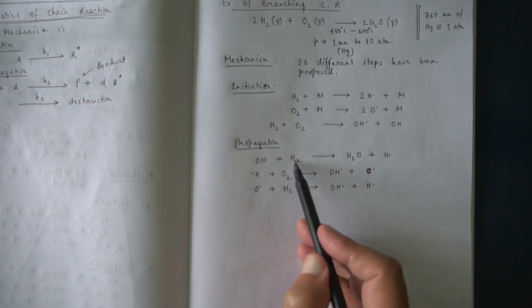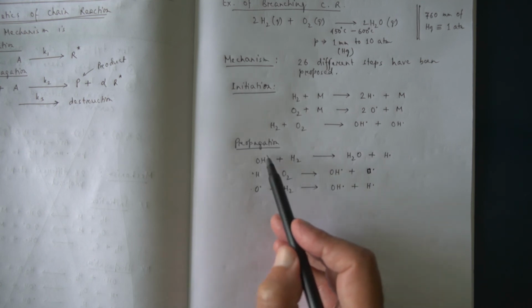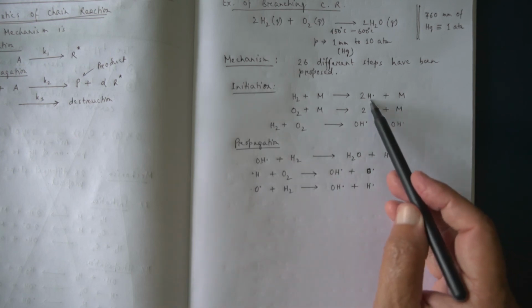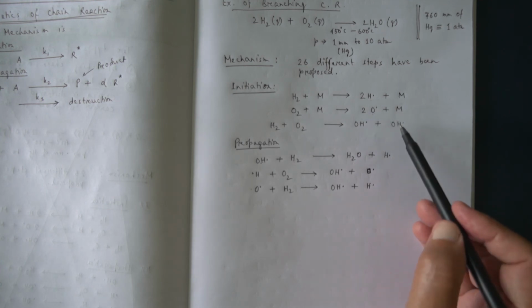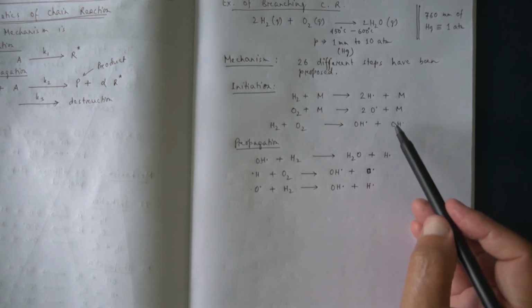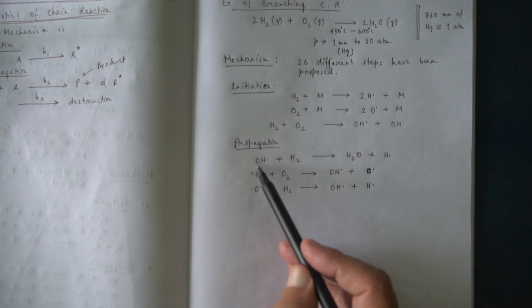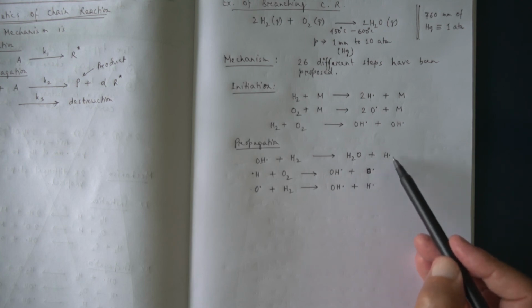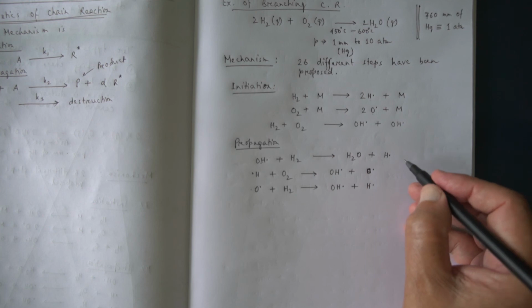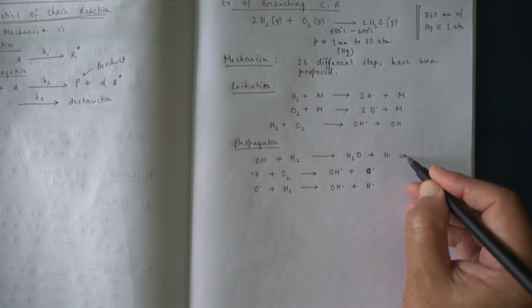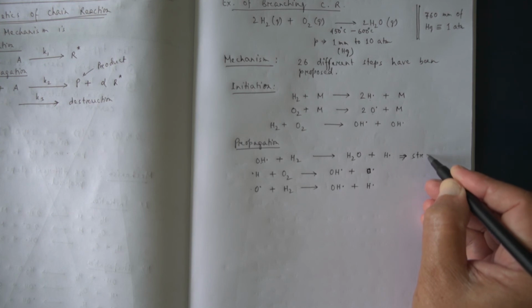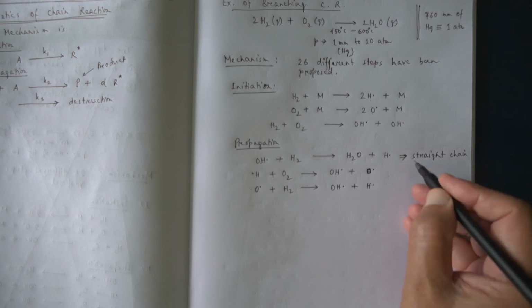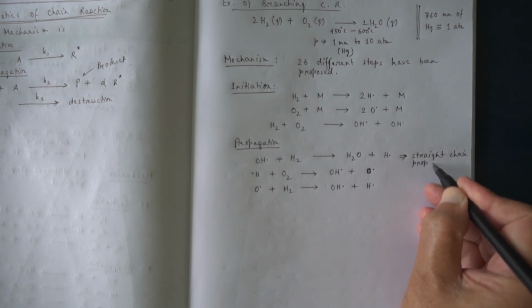Now in this propagation step, you see, these are the chain carriers: hydrogen radical, oxygen radical, hydroxyl radical. One chain carrier is destroyed and only one chain carrier is formed. This propagation step is known as straight chain propagation step.